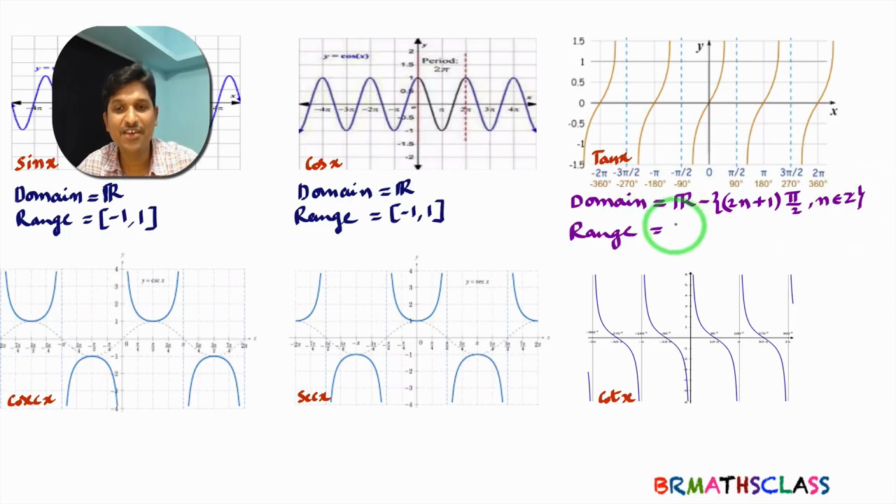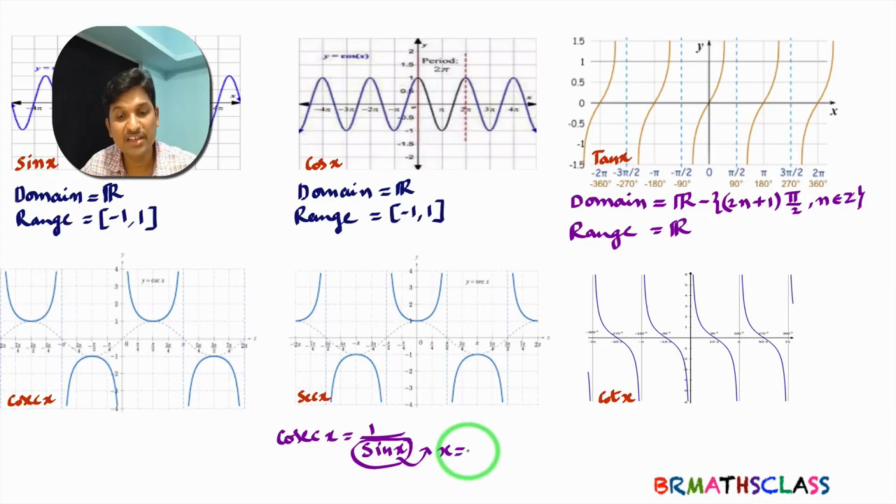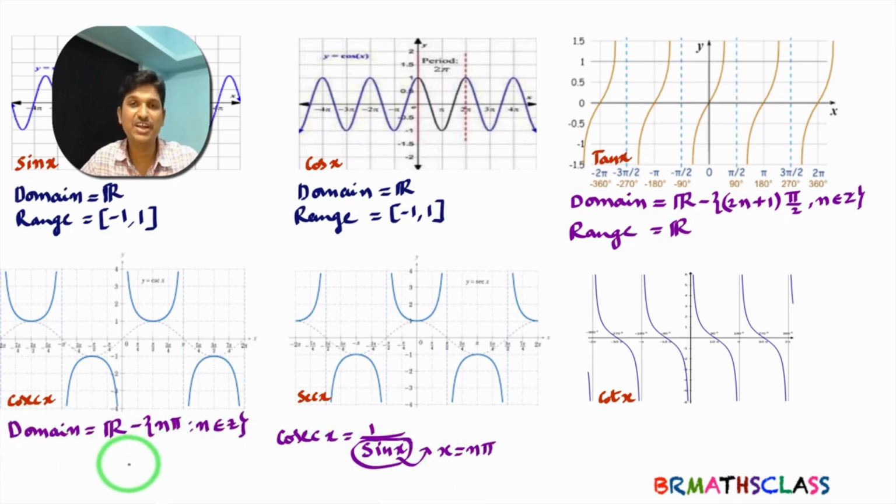The range of the tan function is all real numbers. Now come to cosecant x. Cosecant x can be written as 1 divided by sin x, correct? Whenever sin x is 0, then cosecant x is not defined. When sin x is 0, x will be of the form n pi. Sin pi is 0, sin 2 pi is 0, sin 3 pi is 0, like that. So what is the domain of the cosecant function? It's all real numbers except at n pi, where n is an integer. Now what about its range?